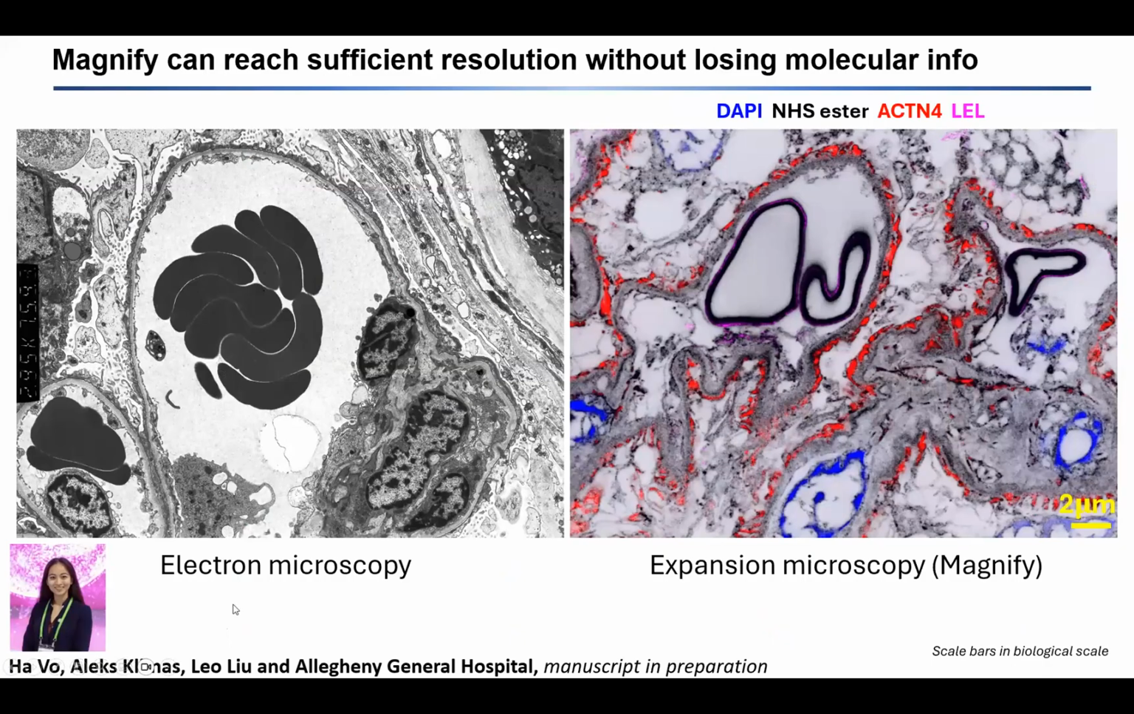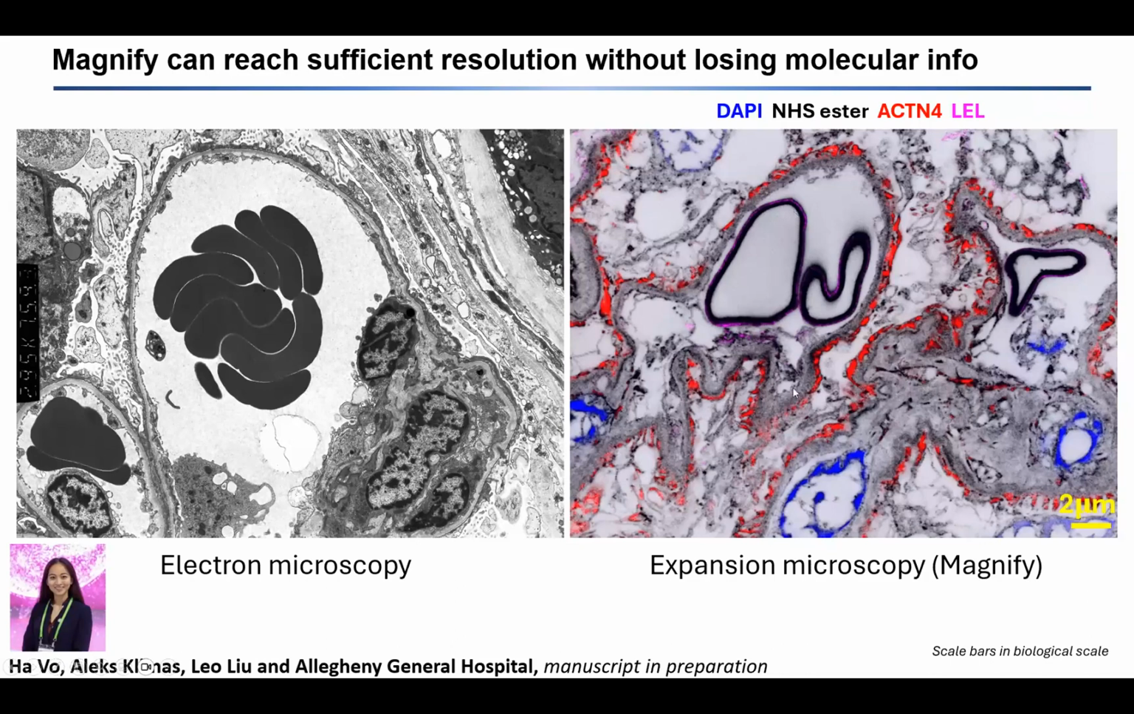My students are actually collaborating with a local hospital, the Guinea General Hospital. We have 20 kidney patients with 10 diseases. And we are now using Magnify, coupled with a bunch of different immunomarkers, to see if we can establish a workflow to use Magnify to diagnose kidney disease without the need for electron microscopy. On the left, you can see the electron microscopy images of the kidney glomeruli structure. And on the right, we do the same, but using Magnify.